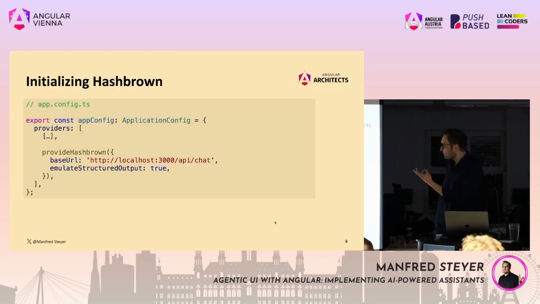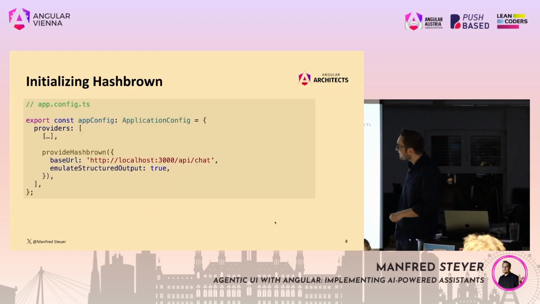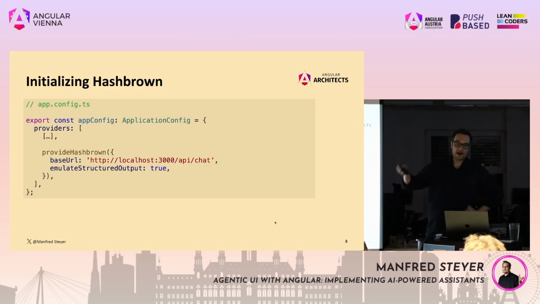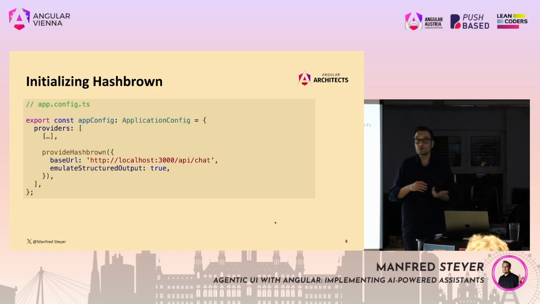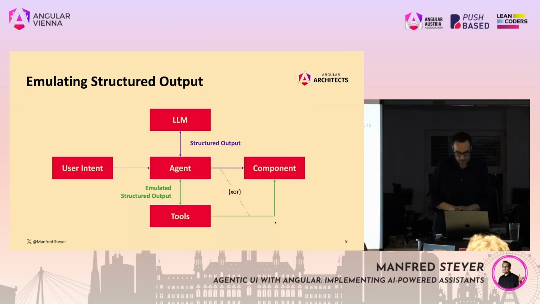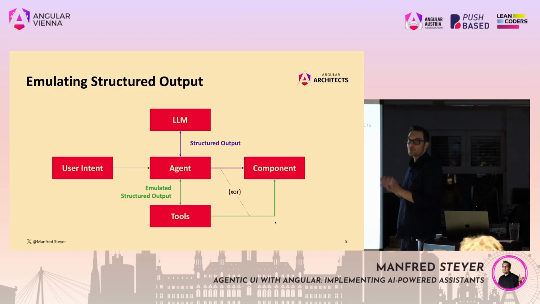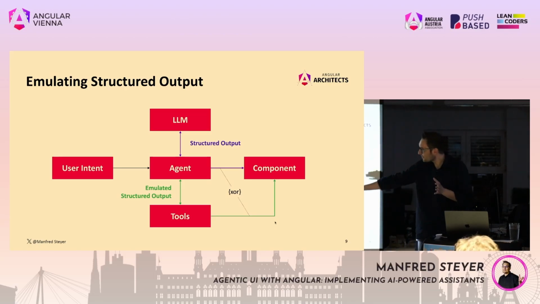To initialize Hashbrown, and this also shows how idiomatic it feels in the world of Angular, we can provide it in our application config. Like the HTTP client in the former days, like the router and so on, provide XYZ. This flag here is interesting, emulate structured output. I set it to true to be capable of also working with Gemini 2.5. Because when it comes to Gemini 2.5, we cannot get structured output when there is tool calling activated. So we need to go the green path here.